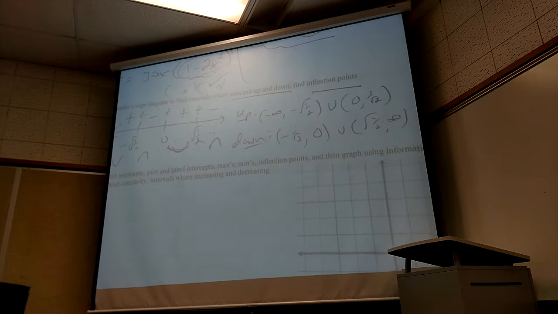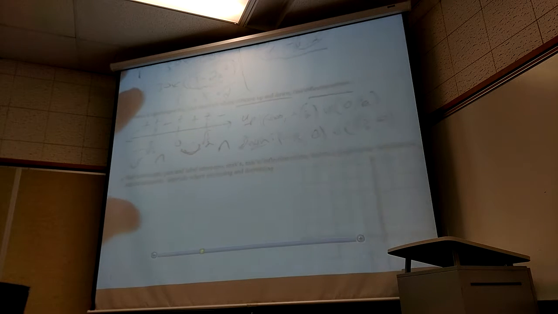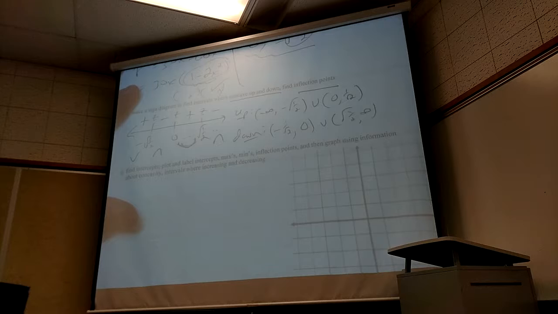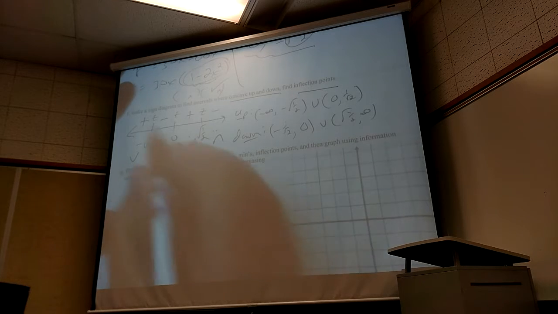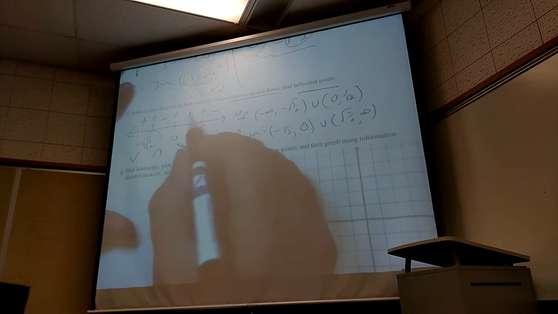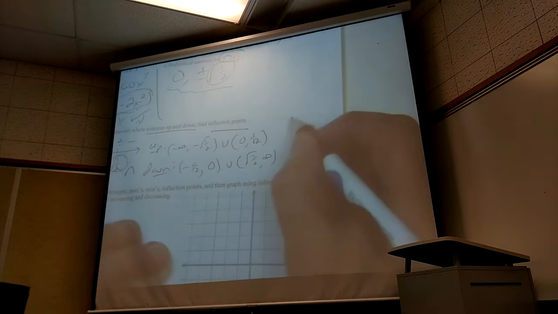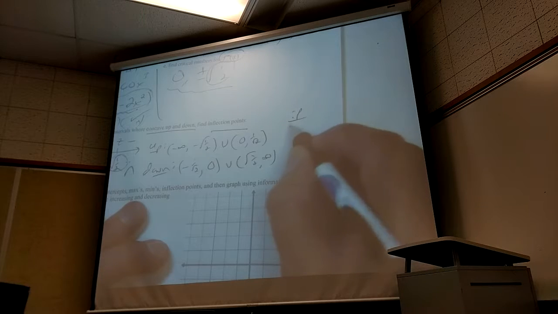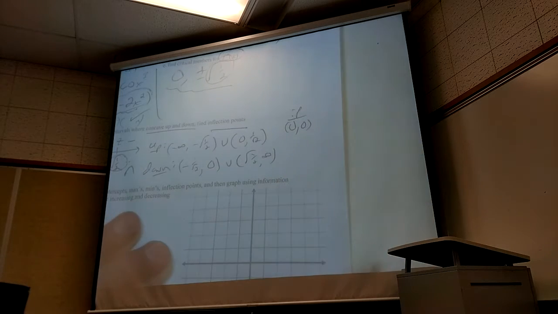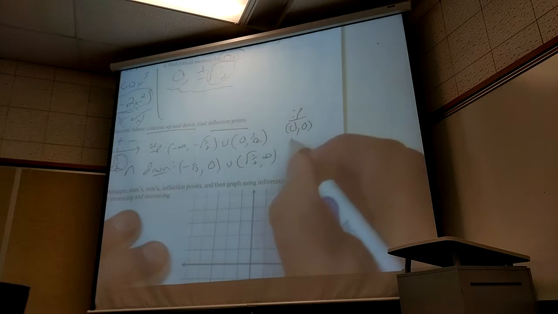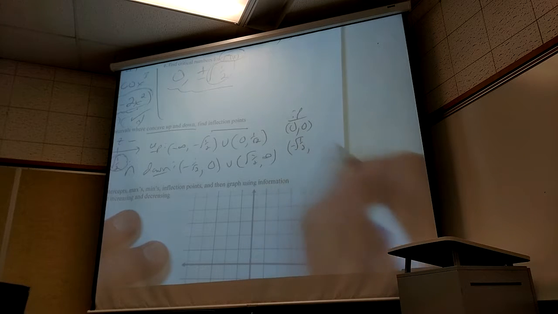How many inflection points are there? How many places does the sign of the concavity change? 3. 1, bam. 2, bam. 3. They're all inflection points. So let's list all the inflection points. So I'll do this one. 0, 0. What's another inflection point? Negative 1 over rad 2, comma what?